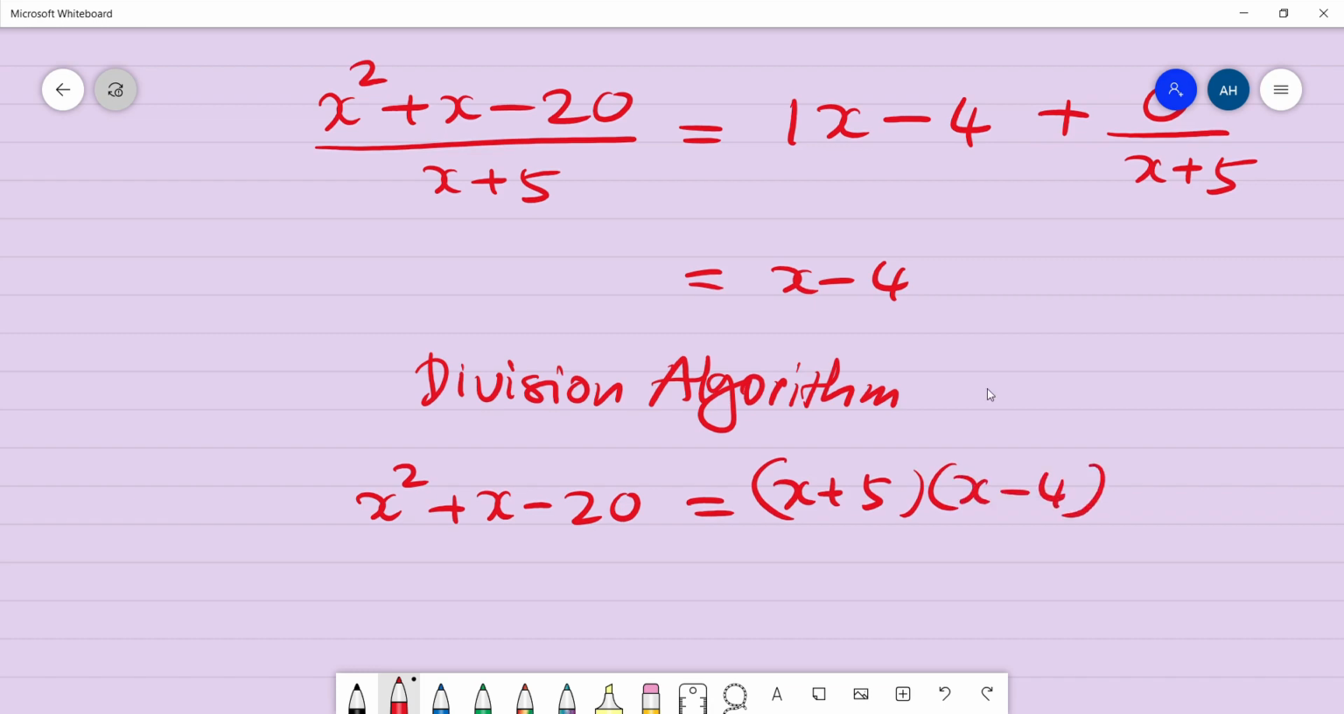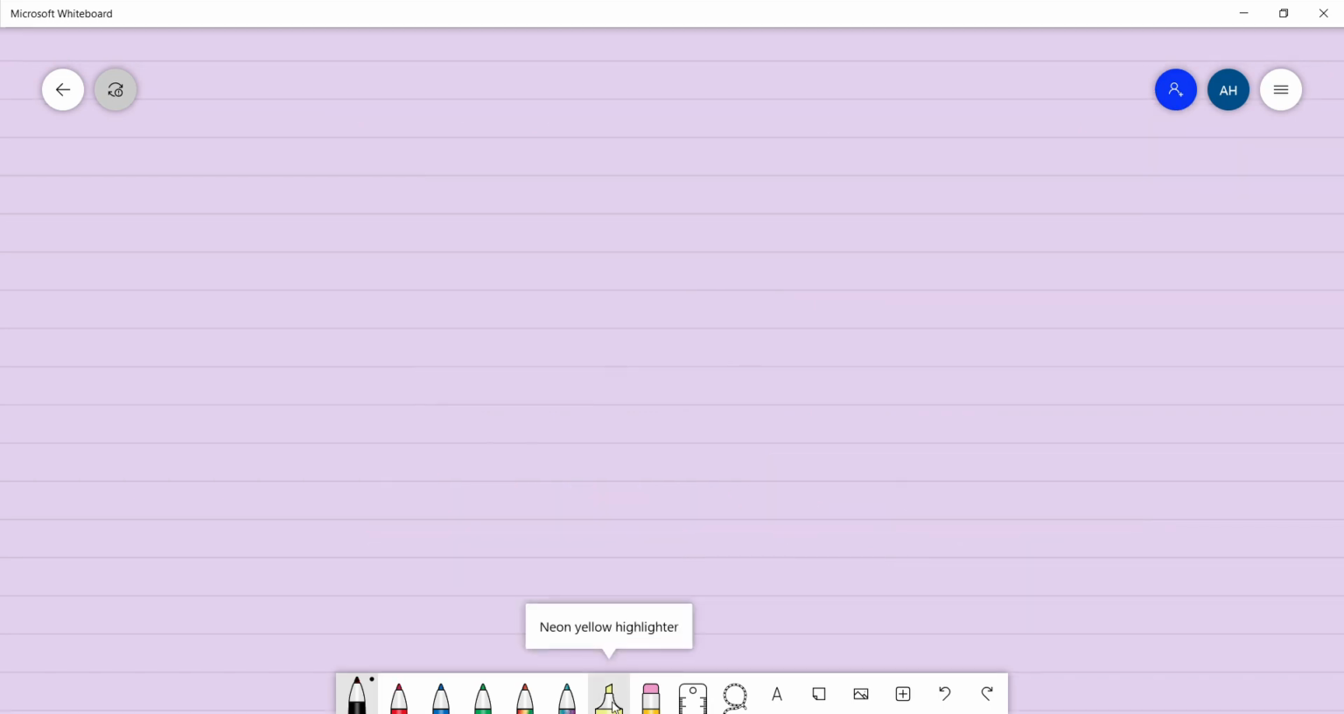This is in the form of the division algorithm formula. This will be the dividend. This one is the dividend. This one will be our divisor. This is the quotient, and the remainder is 0. Next, example number 3. Let's continue with example 3.